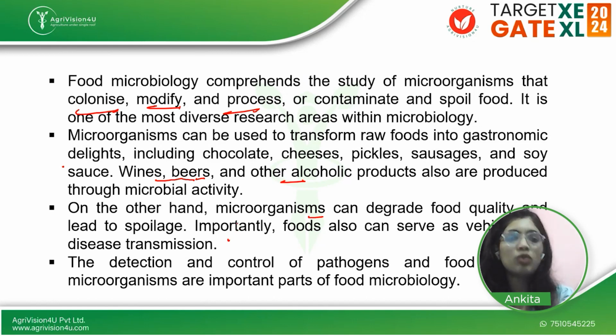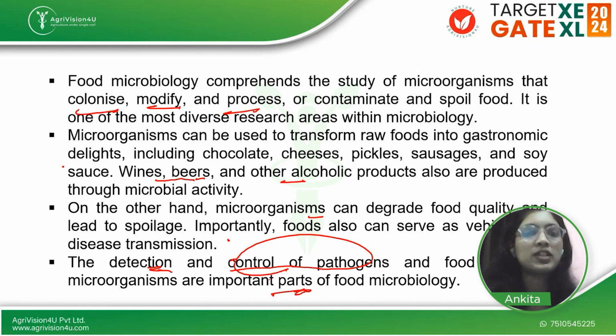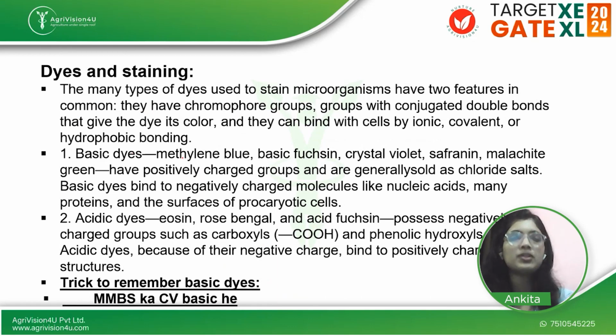So what is the role of food microbiology? It is the detection of pathogens and then their control. That is the most important role of food microbiology, and this is the important part. Now we will see what gram staining is. Gram staining, as I told you, was discovered by the scientist Christian Gram.